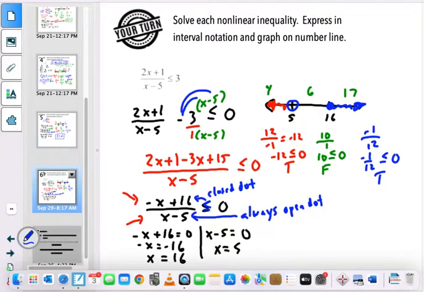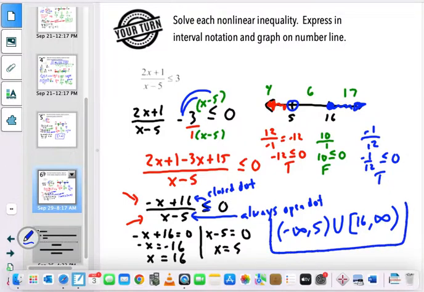How do we write that in interval notation? Well, it goes forever to the left over there. That's -infinity. It stops there at 5, and 5 has an open dot, so I need a parenthesis. -infinity, infinity always have parentheses. We've got a gap between our answers, so we need a U. And at 16 there, we've got a closed dot, so that's a bracket. And then it goes on through infinity, and with infinity, I need a parenthesis. So here's our final answer there.